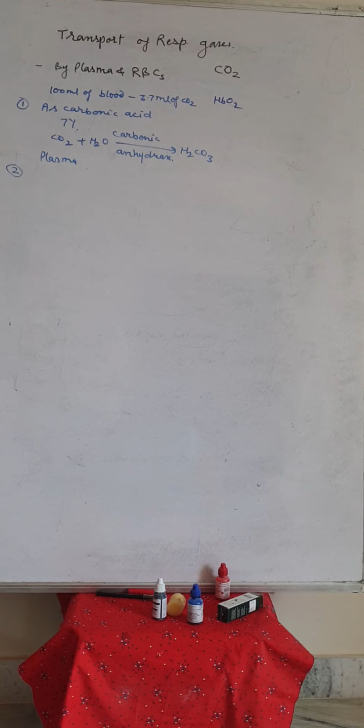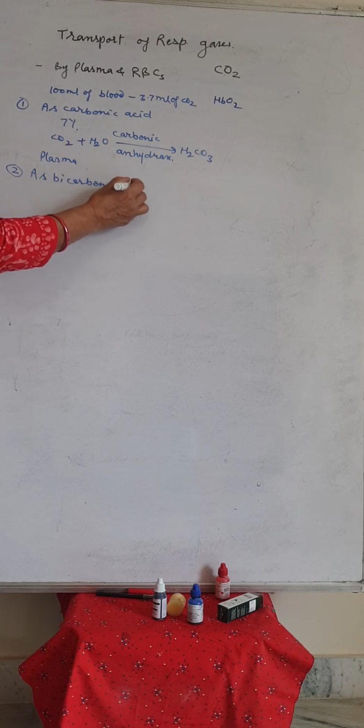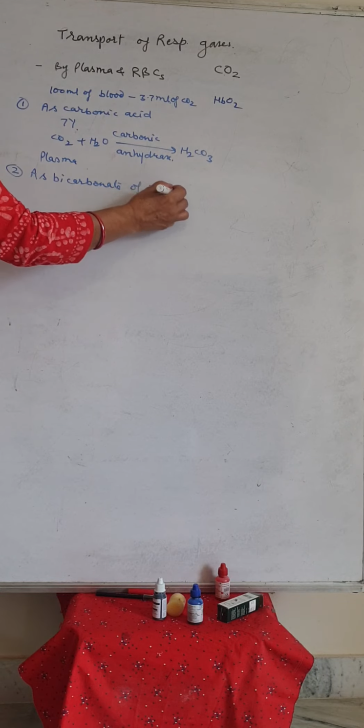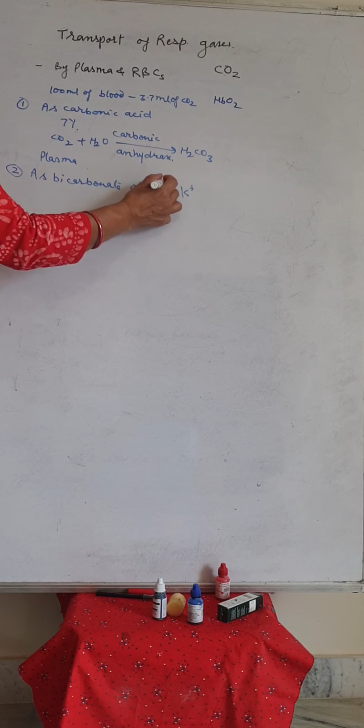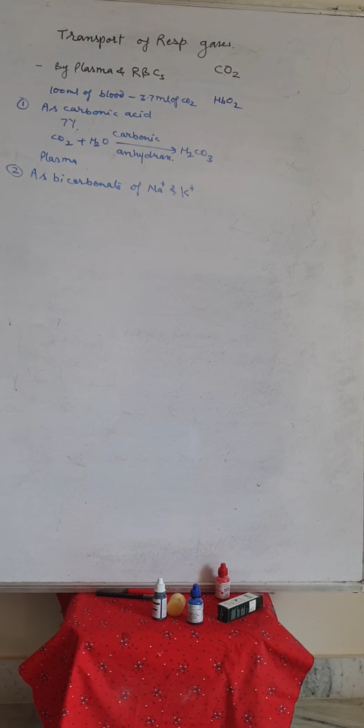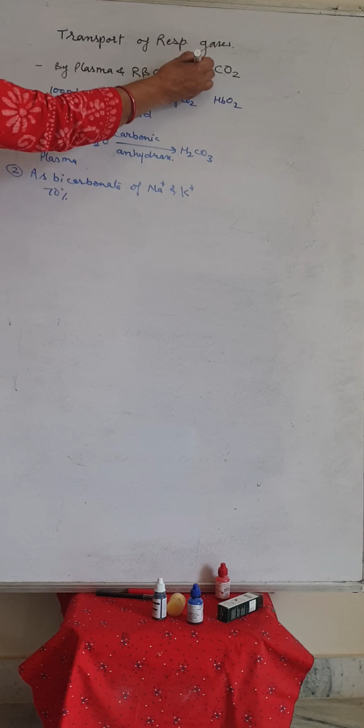Now the second method is as bicarbonate of sodium and potassium. Seventy percent of carbon dioxide is transported as sodium and potassium bicarbonate. And the third method, the remaining 23%, is transported as HbCO2.